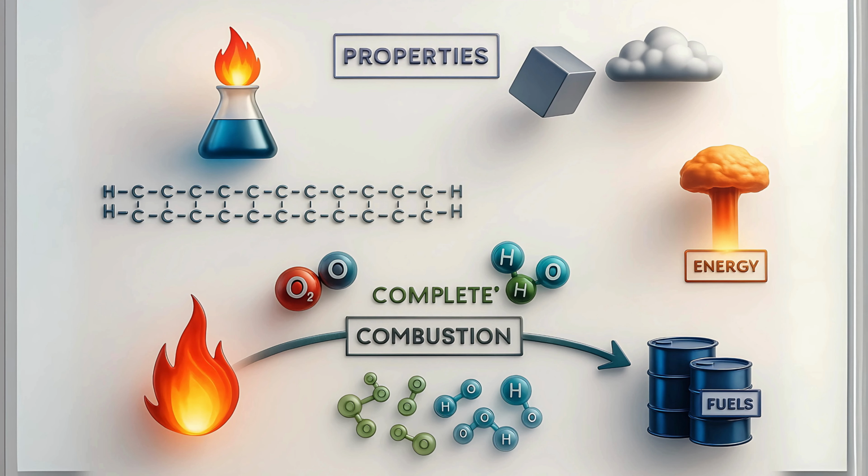Let's summarize the key points from this lesson. The physical properties of alkanes, such as boiling point, volatility, viscosity, and flammability, depend on the length of the carbon chain. Shorter alkanes have lower boiling points, are more volatile, more flammable, and make excellent fuels. When burned in the presence of sufficient oxygen, they undergo complete combustion, producing carbon dioxide and water and releasing large amounts of energy. This type of reaction is exothermic and very useful in everyday life, from heating homes to powering vehicles.